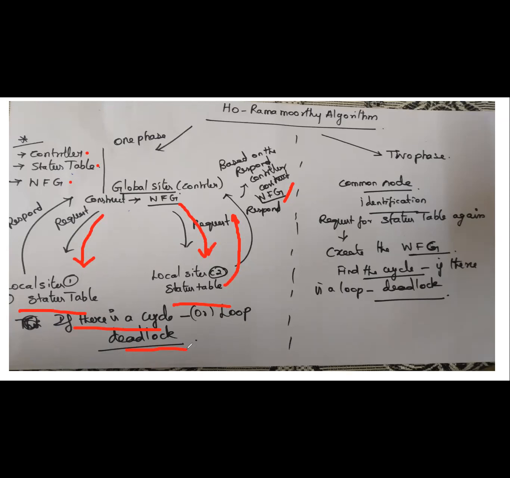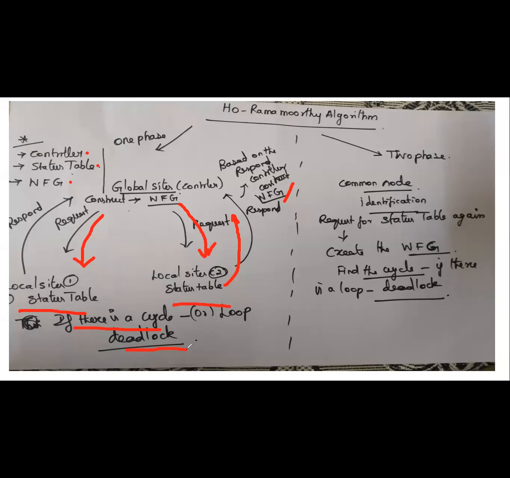There are some nodes between the sites that have some common property. What do I mean by that? Say, for example, P1 in site 1 and P4 in site 2 are common. P1 is requesting resource R1, which is locked by P4. On the other hand, P4 is requesting P1's resource. Are you getting my point? So this is the connection between P1 in site 1 and P4 in site 2.